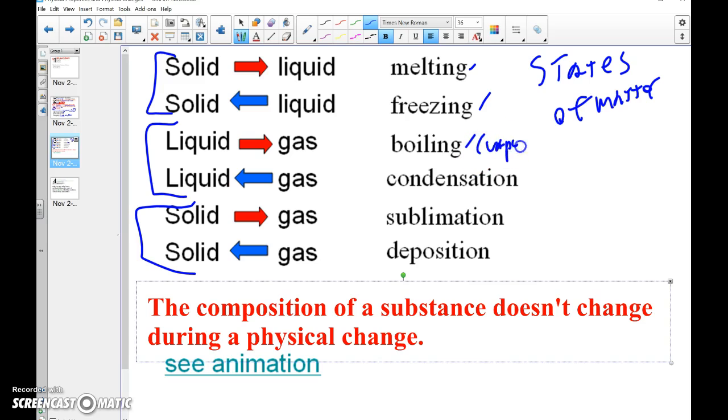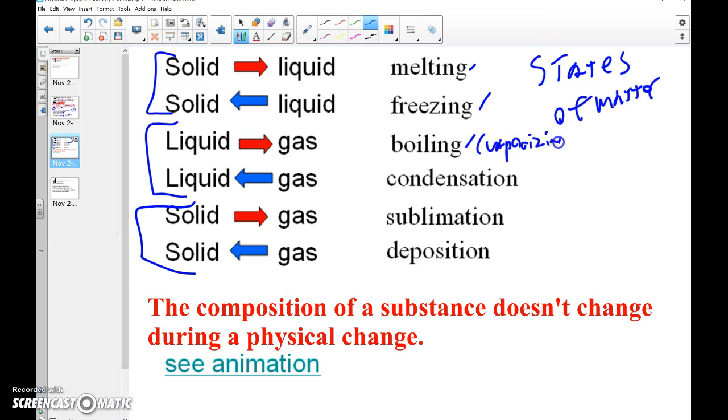We like to say vaporizing. Or it's condensing, which is condensation. Or it's sublimating, which is sublimation. Or it's deposition. All right? Now, any of these changes are physical.